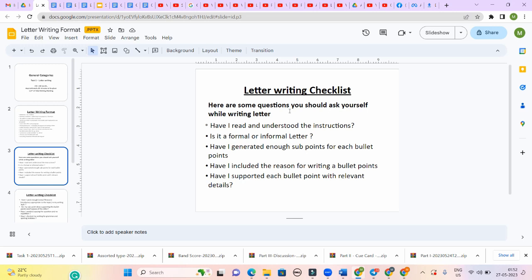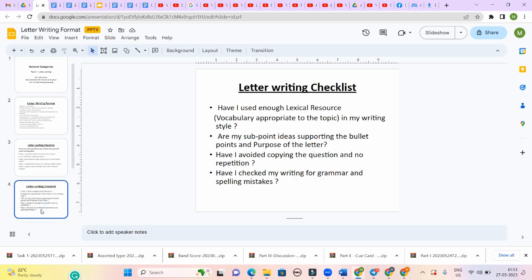Here are some questions you should ask yourself while writing a letter. Have I read and understood the instructions properly? What are you expected to cover? That is the purpose of writing the letter, as well as the tonality. That is also important: is it a formal or informal letter? Have I generated enough subpoints for each bullet point? Each bullet point should have valid reasons. Have I included the reasons for writing each bullet point? Have I supported each bullet point with relevant details? Each bullet point must be supported by relevant details.